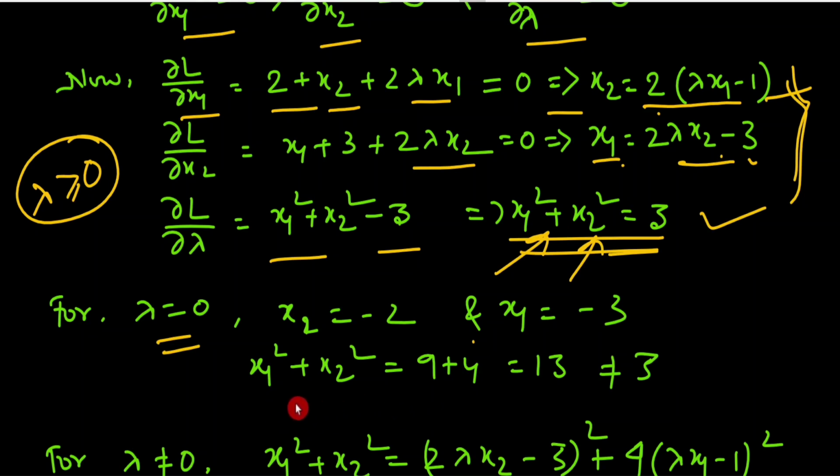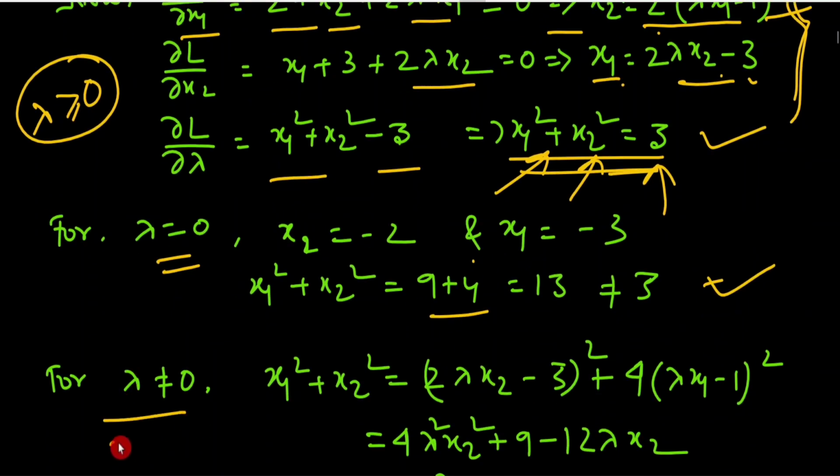If we put the values of x1 and x2, we get x1 square plus x2 square equal to 9 plus 4 equal to 13, which is not equal to 3. Therefore for lambda equal to 0, the values of x1 and x2 do not satisfy the constraint. So lambda equal to 0 is not possible.